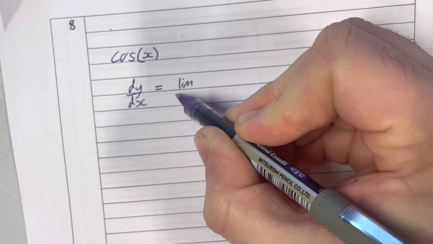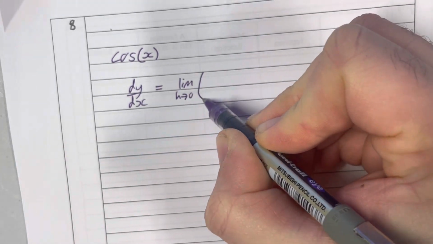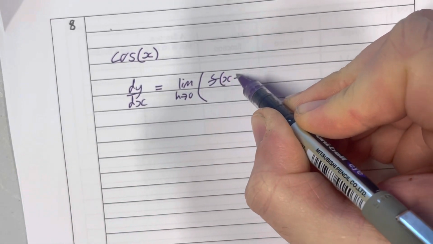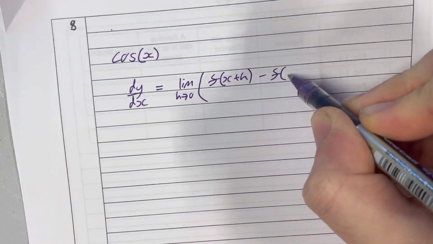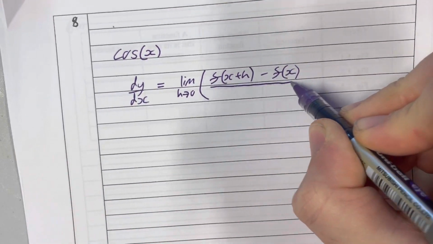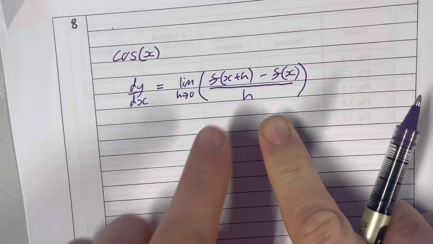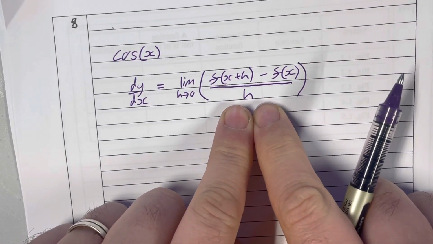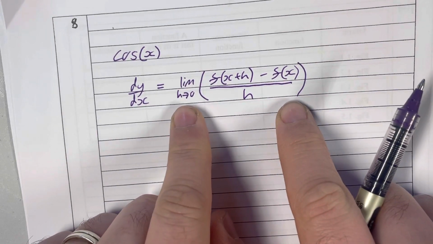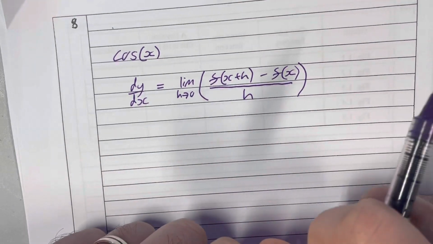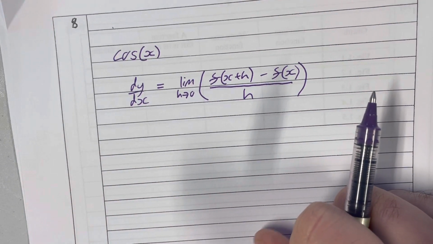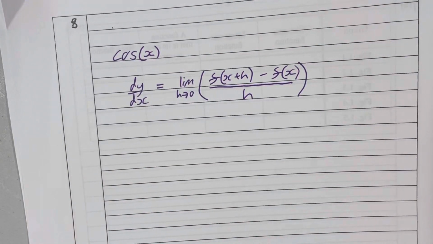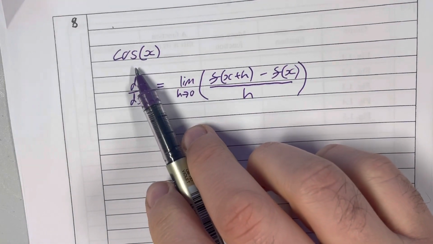So the first principles formula says that dy by dx, or f dashed of x if you like, is equal to the limit as h tends to 0 of f of x plus h minus f of x, all divided by h. So essentially the content of that limit bracket is the gradient of the chord, and then as we take h to 0, the gradient of the chord will map onto the gradient of the tangent in the limit.